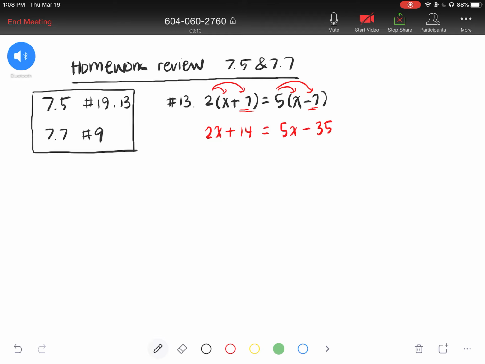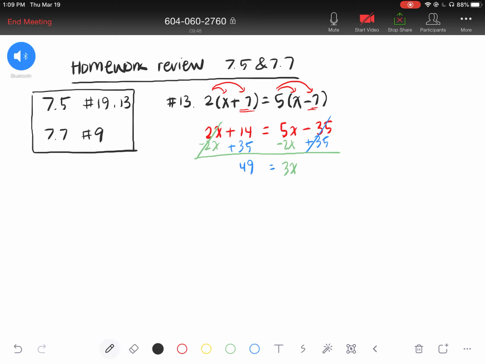And then after that, I am going to move all the x on one side, all the numbers on the other side. I think it'll be easier to move 2x to the other side so that we're not working with negative numbers. So this one cancels out. I have 3x. And then I'm going to add 35 on this side so I can cancel this out. So it's going to be 14 plus 35, 49.